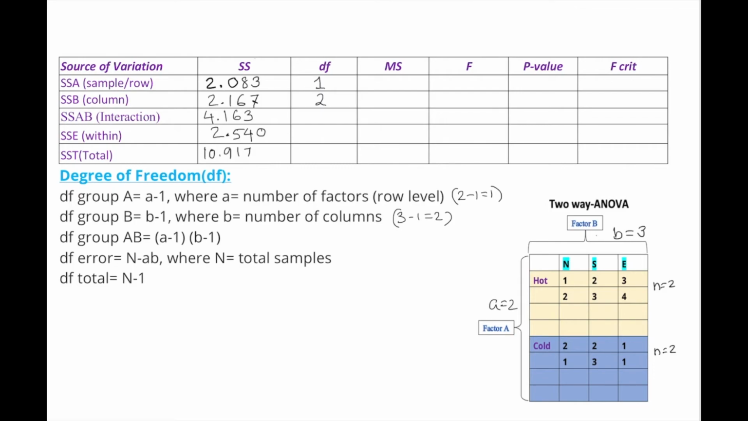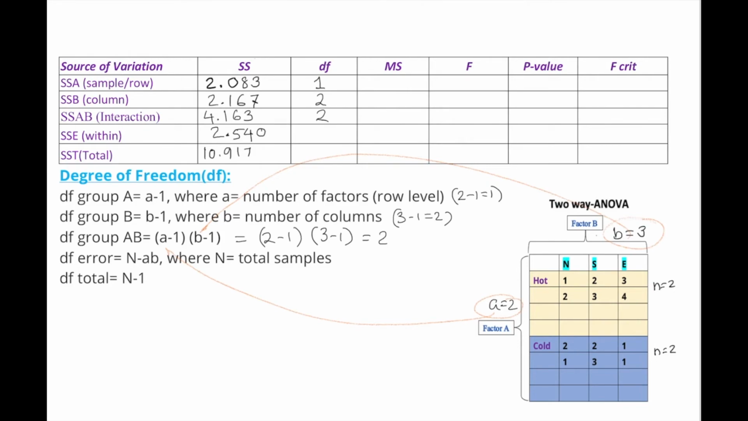Then I'm going to go with the degree of freedom for the interaction. So in this case, A is right here, and B is going to be right here. So all we do is 2 minus 1 times B, which is 3 minus 1, so that will give me also 2. In other words, 1 times 2 is 2.